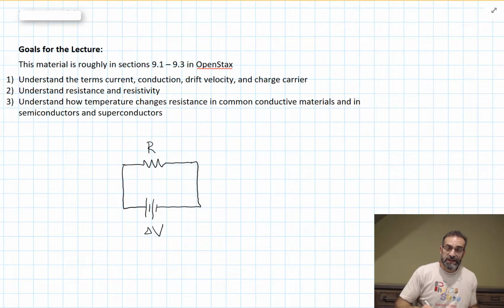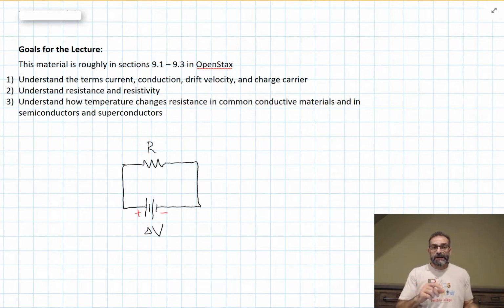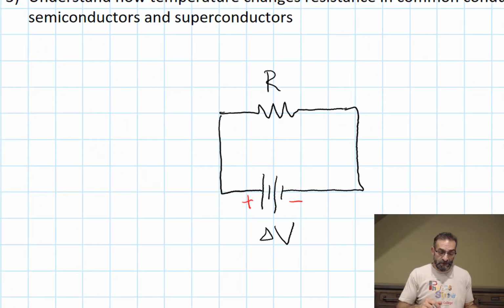And what direction does the electric field point? The electric field always points from high potential to low potential. The long line on our symbol for the battery indicates it's the higher potential side.